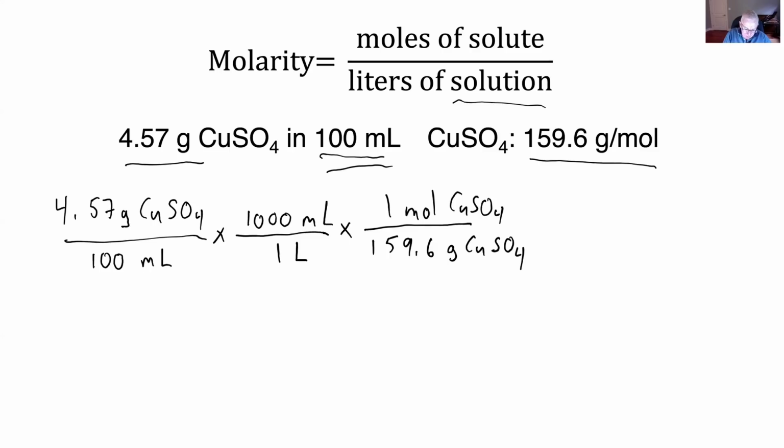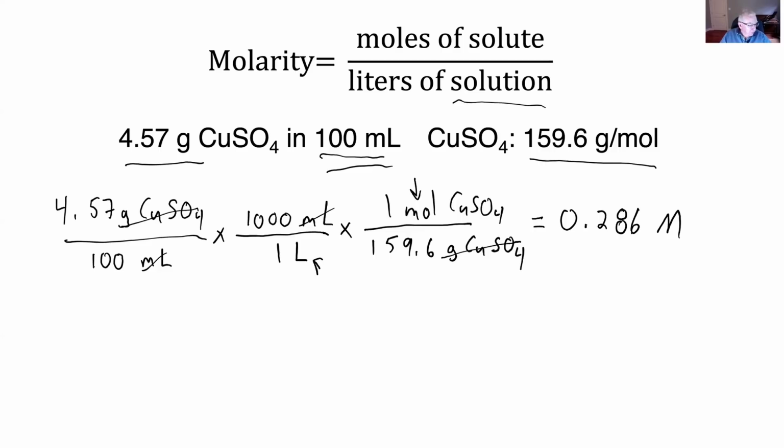Okay, then my milliliters will cancel, my grams of copper sulfate will cancel. I'm left with moles here and liters there, which is what I want. So then I just multiply. My notes tell me I get 0.286 molar for that. Is my concentration for that solution.